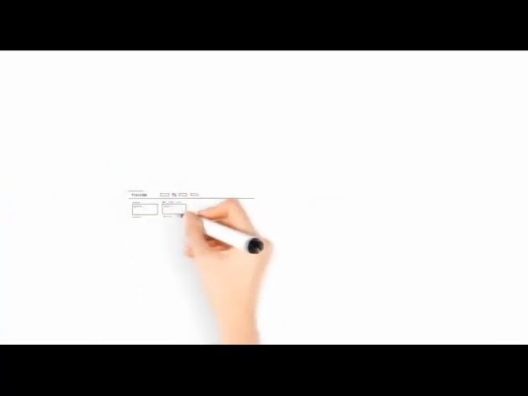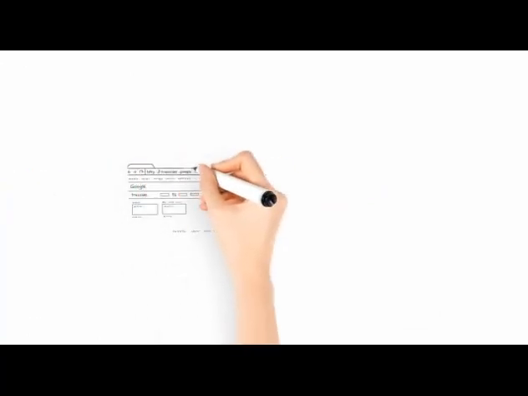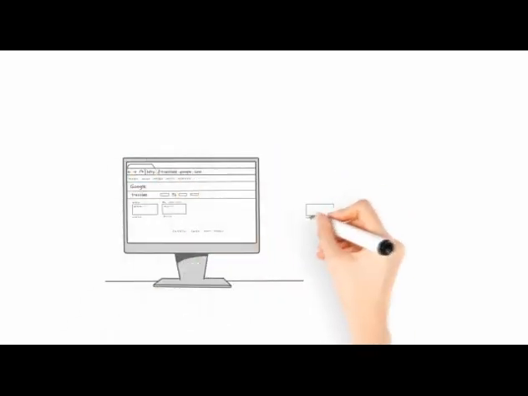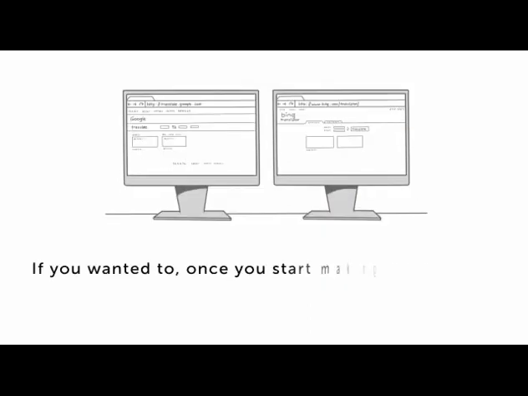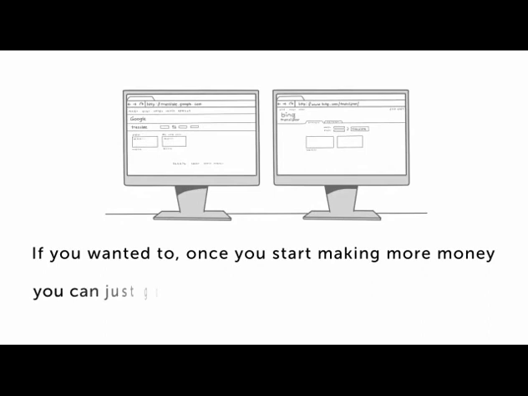The Google Translator tool is over at translate.google.com, and the Bing version can be found at www.bing.com/translator. Both of these tools are free and, more importantly, surprisingly accurate. If you want to, once you start making more money, you can just go in and hire a professional translator on vworker.com or guru.com.